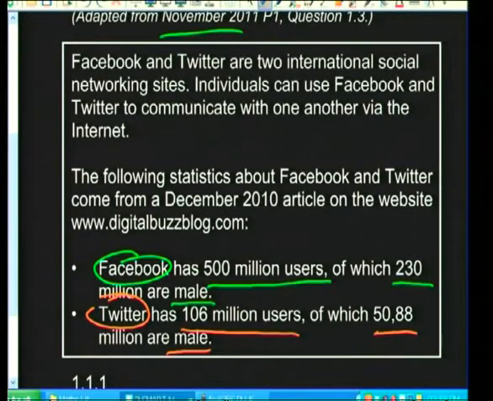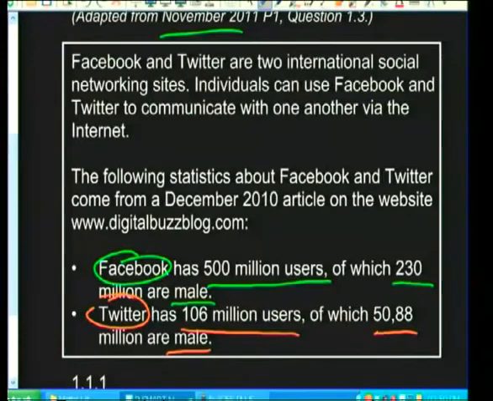Fact number two is this, that they're giving us figures, but they're very quick to say that these figures belong to males. Let's have a look at this. Facebook has 500 million users, of which 230 million are male. Now why would they have told us that? I'm sure they've told us that because somewhere along the line they're going to ask us about female users. So straight away I'm defining, hold on, this question is looking at males, so I must be aware that there's another figure that is related to the females.